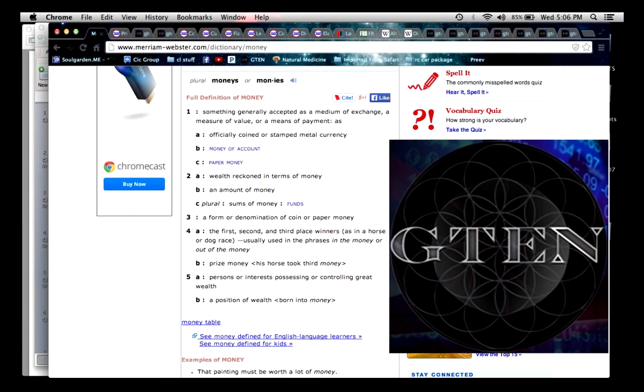Money. So we have a full definition of money here from the Merriam-Webster dictionary, the online version, and they give us a pretty decent definition. It's something generally accepted as a medium of exchange, a measure of value, or a means of payment. A few examples: officially coined or stamped metal currency, money of account, paper money. Then it says wealth reckoned in terms of money. That's interesting, but I think the first one is really where we want to stay for the moment, unless you have something else to say.